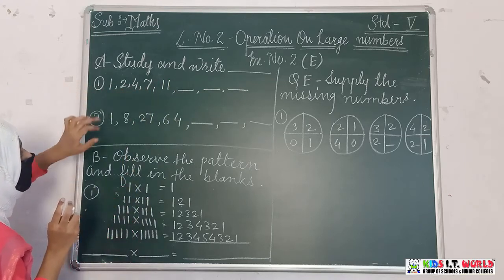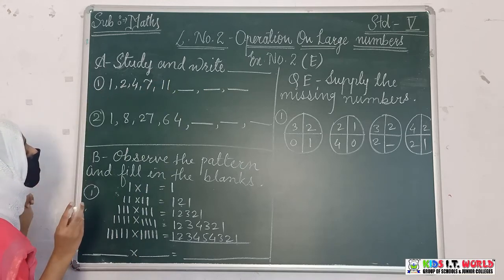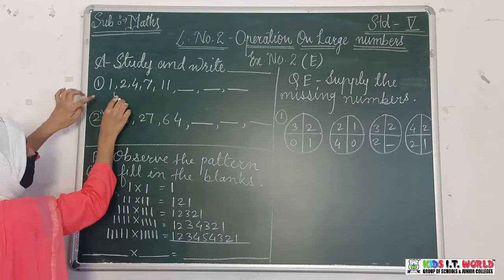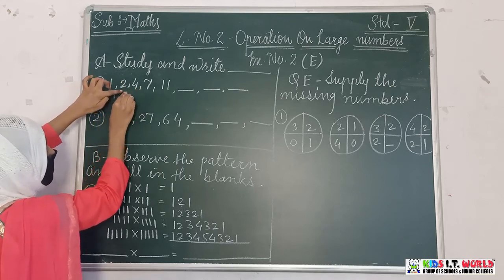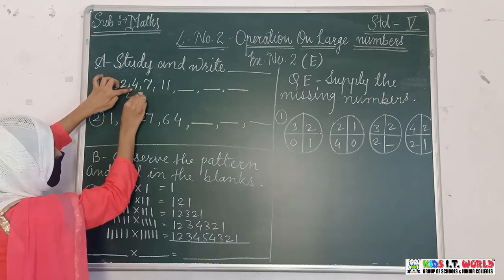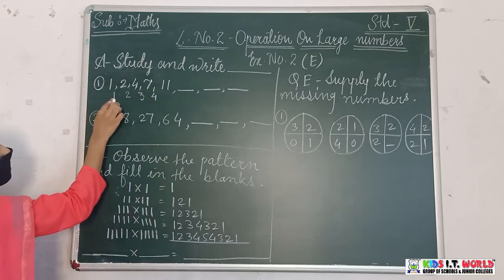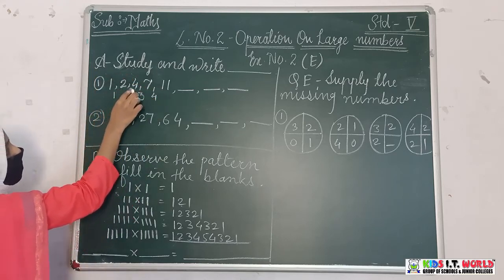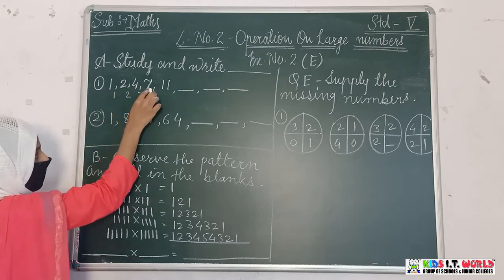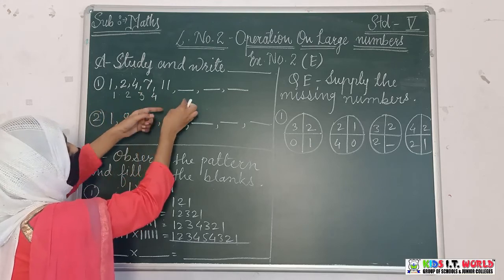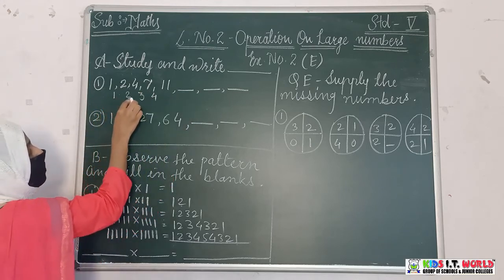What will be the logic suitable here? See here. 1 plus 1, it is 2. Then here in the middle of this 2, in the middle of this 3, in the middle of this 4. See here now. 1 plus 1, 2, 2 plus 2, 4, 4 plus 3, 7, 7 plus 4, 11. Means this chain is continuing the addition in between the 1, 2, 3, 4.